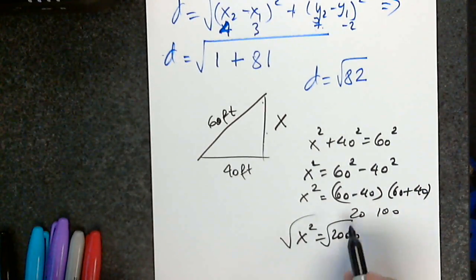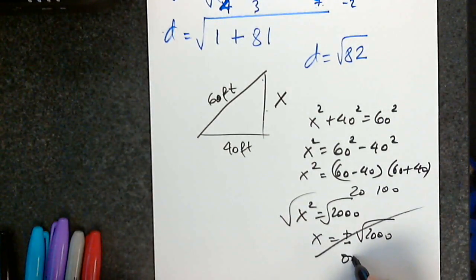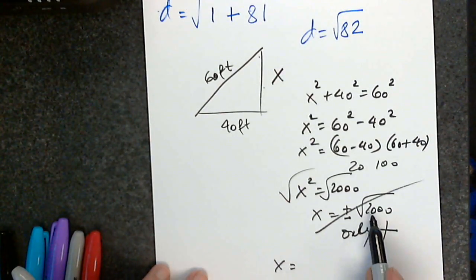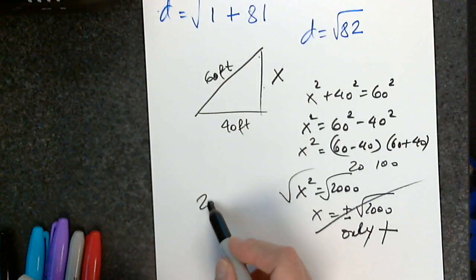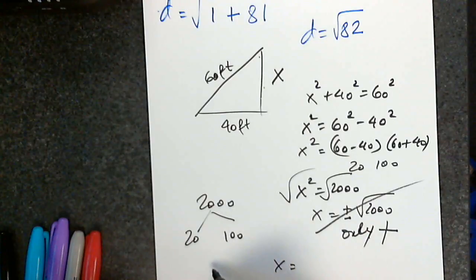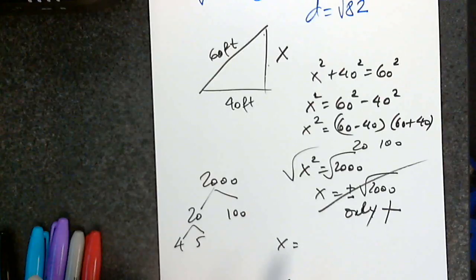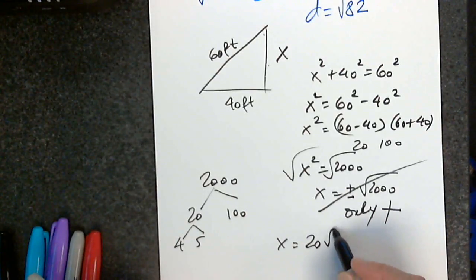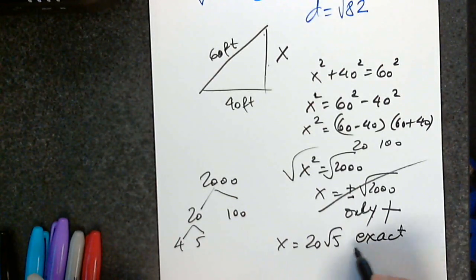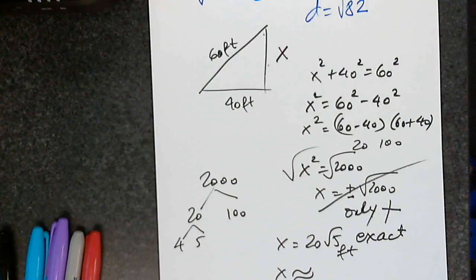And now I take the square root. I should write plus or minus the square root of 2,000. However, I will say only plus because it's a distance. So x equals, I have 2,000, if I want to give the exact simplified form, so this will be 20 times 100, and this will be 10, but here we have 4 and 5. So 10 times 2, 20, the square root of 5. This is exact in feet. Now if we want an approximation, we'll put it in the graphing calculator and get the approximation.